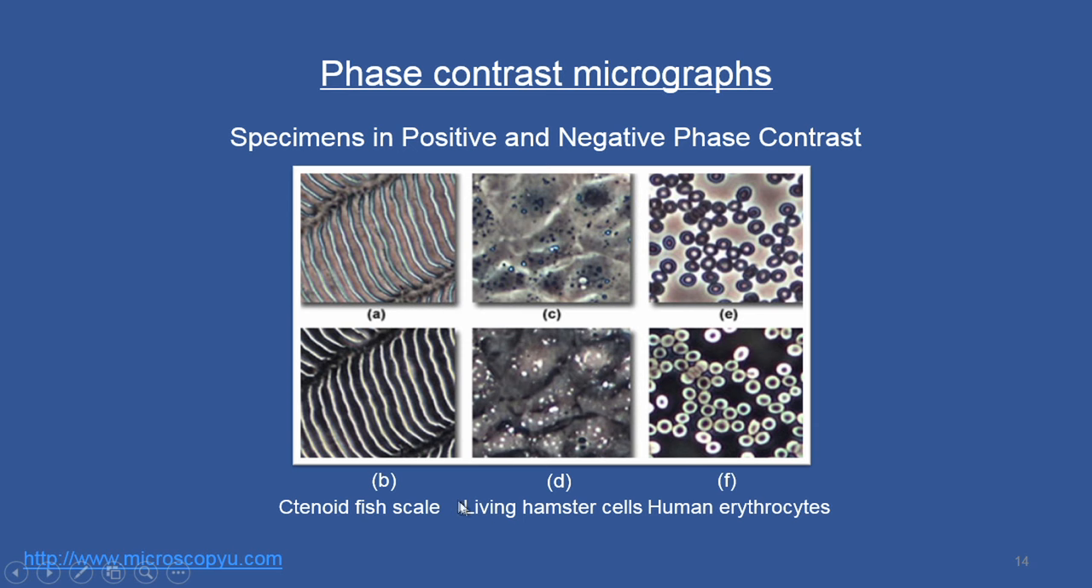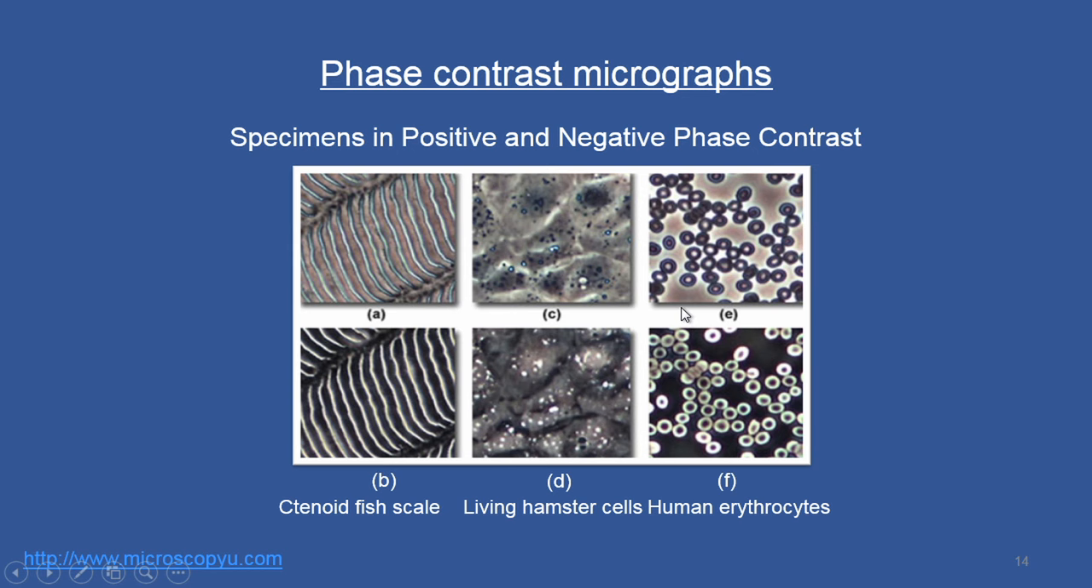And these are some examples which I have taken from the website, just to give you a flavor of what this phase contrast effect is. The one is a fish scale. You can see the contrast difference, a positive and negative phase contrast in, again, some of the cells, and then cells related to human eyes, something like that. So the details are not important, but I just want you to appreciate the contrast difference.